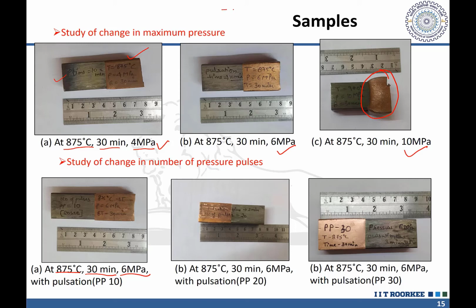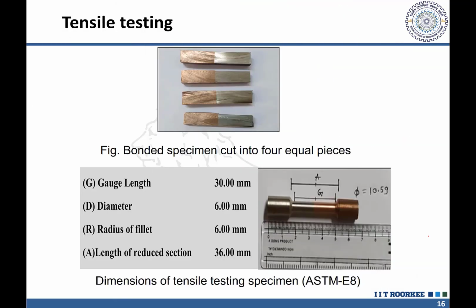So our maximum pressure is, say, 6 MPa, then it was subjected to the pulsation like this. So almost 50% of the maximum pressure. So 6 MPa, 3 MPa, 6 MPa, 3 MPa. Like this, the pressure pulsation, 10 number of pulses, 20 pulses, and 30 pulses were given. And then the effect of all these was investigated on the joint interface characteristics.